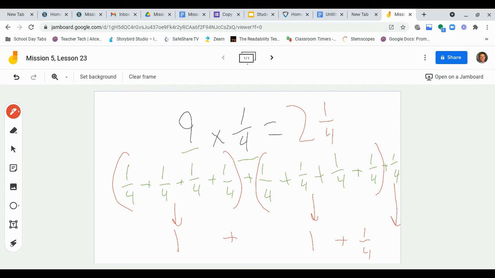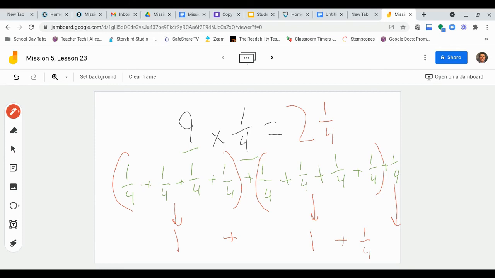This is what you're going to do for today's lesson. You need to rewrite the multiplication equation that you're given as a sum of unit fractions, or this repeated addition sentence. And then you have to look at your fraction and then group off the wholes, the whole numbers in there. Right?